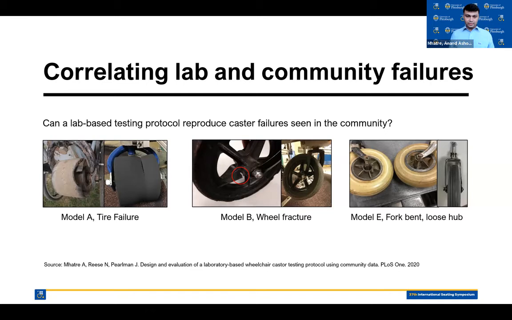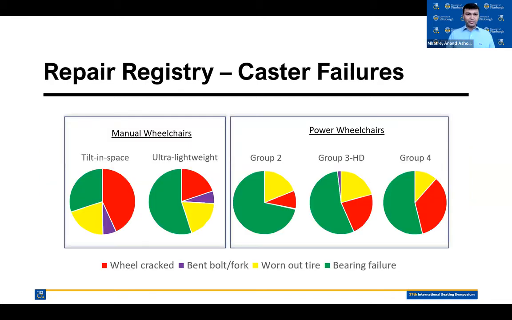And so for the next experimentation, I would like Jack to explain where it started from the registry related data, and how we went ahead and tested or replicated some of these failures, as well as simulated time to failure on the caster test. Jack. Right, yeah, thank you.